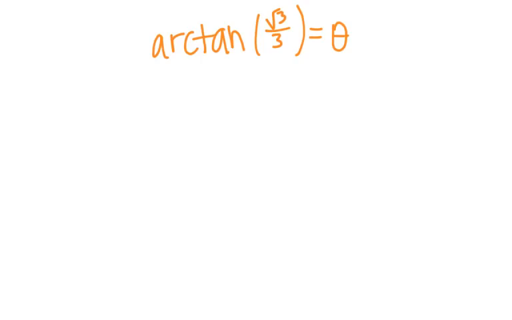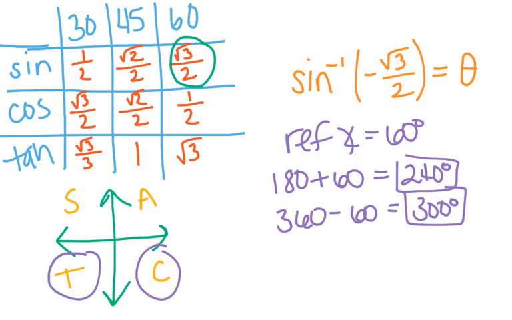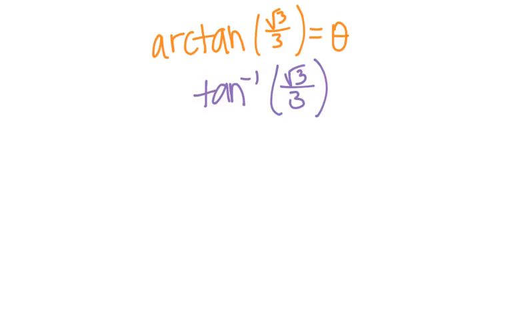Another way that an inverse function can be represented is this word arc in front of the function. So this is just another way of saying find inverse tan of rad 3 over 3. So find the angles where tangent is equal to rad 3 over 3. So I'm going to go back to my chart with the reference angles, and I can see that tangent at 30 degrees is rad 3 over 3. So that gives me my reference angle.